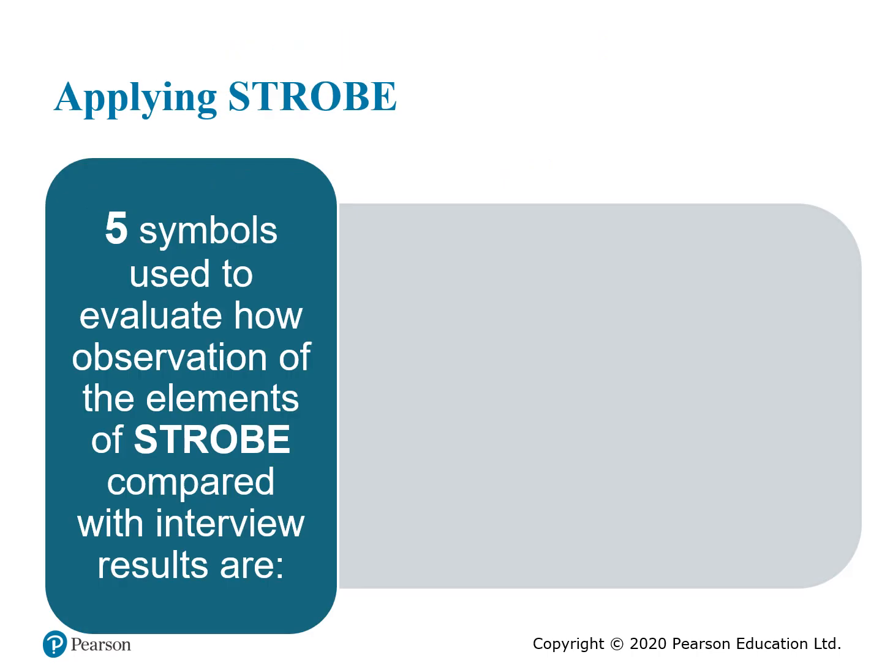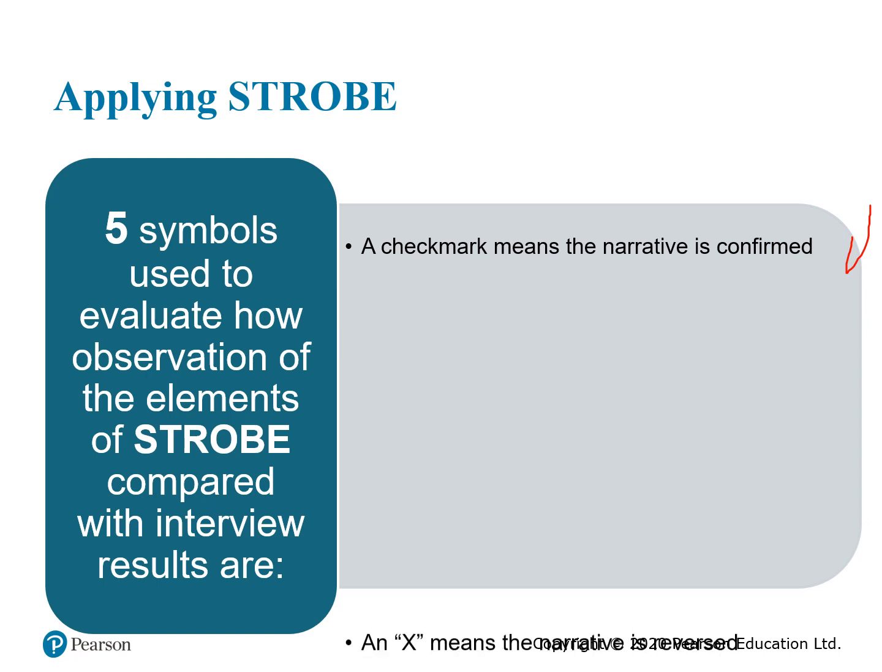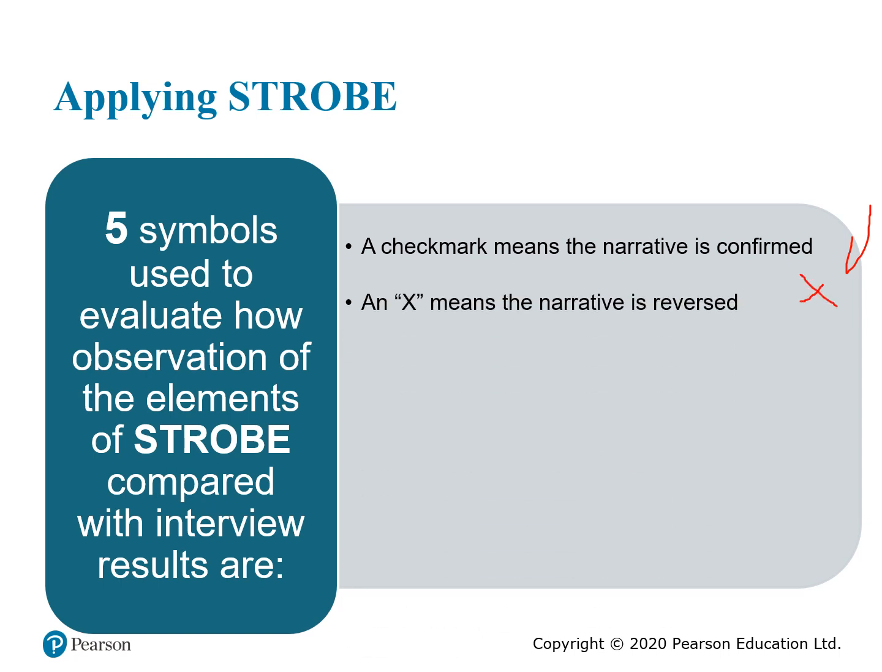Now let's have a look into the applying process of Strobe. One way to implement Strobe is through the use of a subjective or deductive checklist with meaningful shorthand symbols. There are 5 symbols used to evaluate how observation of the elements of Strobe compares with the interview result. The symbols used: first, the check mark, means the narrative is confirmed, and the second one is the cross or the X. It means that the narrative is reversed, negated, or disagreed.